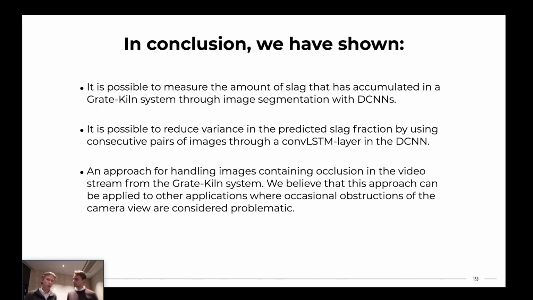So in conclusion, we have shown that it's possible to measure the amount of slag accumulated in this system through image segmentation with deep convolutional neural networks. We have also shown that it's possible to reduce the variance in the predicted slag fraction by using consecutive pairs of images through a convLSTM layer in the deep convolutional neural nets. And we also suggest an approach for handling images containing occlusions in video streams. We believe that this approach can be applied to other applications where you have this problem of occasional obstructions of the camera view.